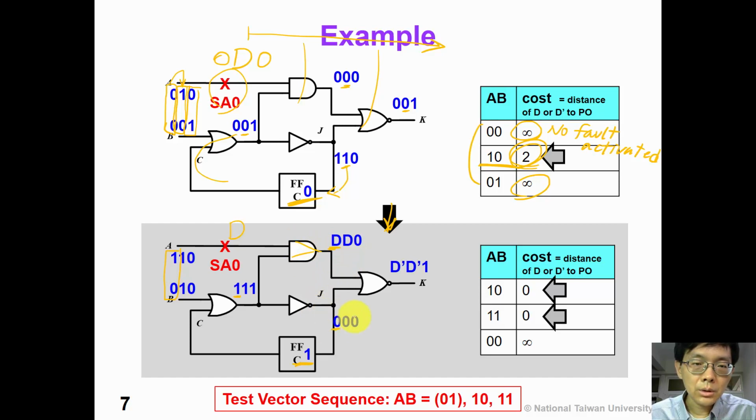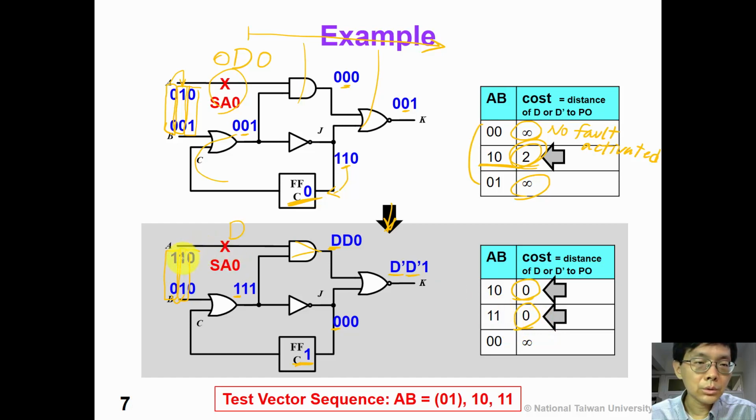And the J is 0, so K would be D prime. The distance to the primary output is now 0 because D prime has already reached the primary output, which means the fault is detected. Now we can also try 1, 1, which is a single bit change of the first test vector. Again, we also have D prime at the output. So the cost is also 0 here.